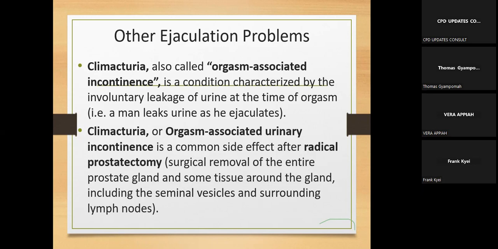So you call it climax, orgasm associated incontinence. Incontinence is when you are unable to control your urine. I hope the point is clear. I want you to understand the terminology very, very well. Climacteria is when you have an orgasm, or you have reached your climax, and you are urinating. And so that's what we call orgasm associated incontinence.